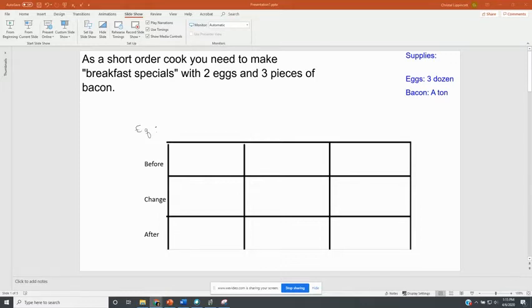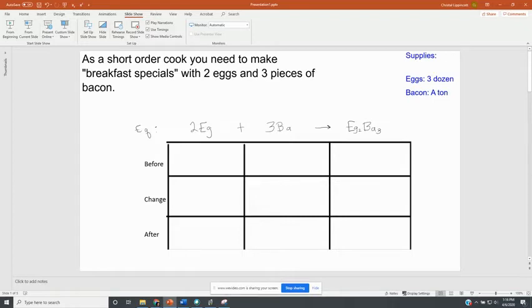So we're going to start out here with an example with breakfast specials. In this breakfast special, we have 2 eggs. We have 3 pieces of bacon for each breakfast special. So the first thing we do is we always start out with a balanced equation. We have 2 eggs that are going to go into this. We have 3 pieces of bacon that go into each breakfast special. And that's going to make 1 breakfast special. So our formula for that is going to be Eg2Ba3.